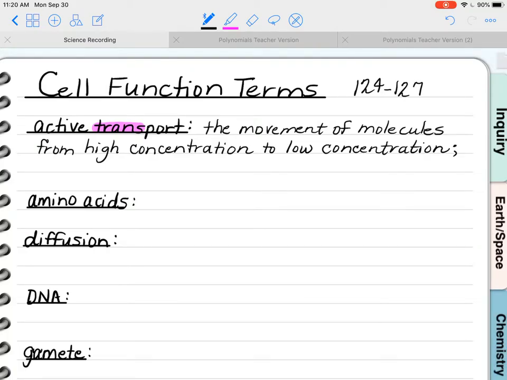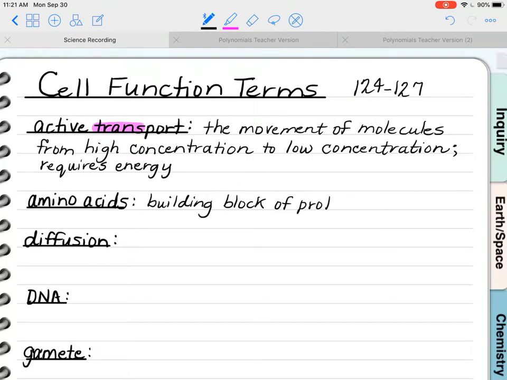And you may be thinking, well, who cares? Why does that matter to me? That is because this requires energy. This is why you have to eat healthy foods for this active transport to take place. You need good energy. Amino acid is a building block for protein. So your body desperately needs protein, so you have to have amino acids in order to build those proteins. Think of ribosomes when you think of amino acids.